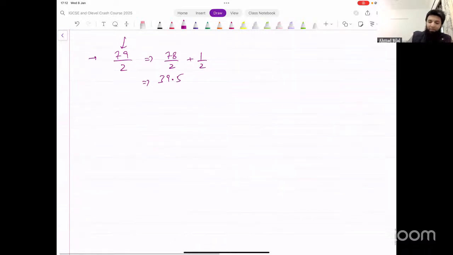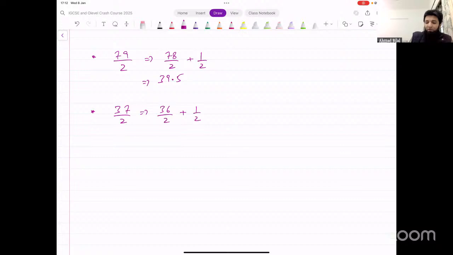Similarly, if you have any other odd number like this, mostly it's two-digit numbers, but it works for three-digit numbers just the same way as well. If you have, for instance, 37 over 2, what do you do with this? You say, okay, let's break it down into two parts. 36 over 2 plus 1 over 2. What's 36 over 2? That's 18. Just put a 5 there after the decimal, and that's 18.5. And that's the result that you're looking for.